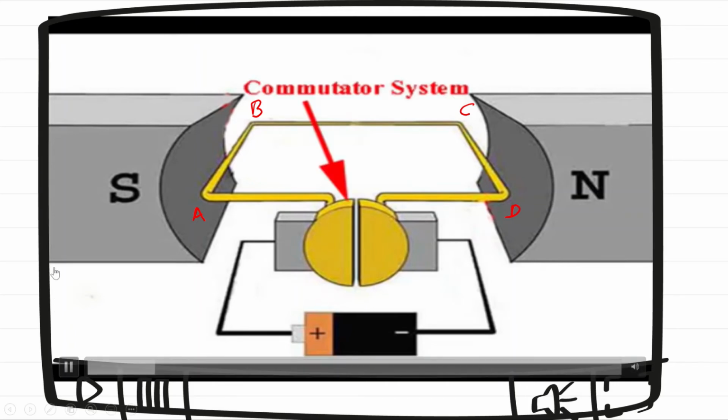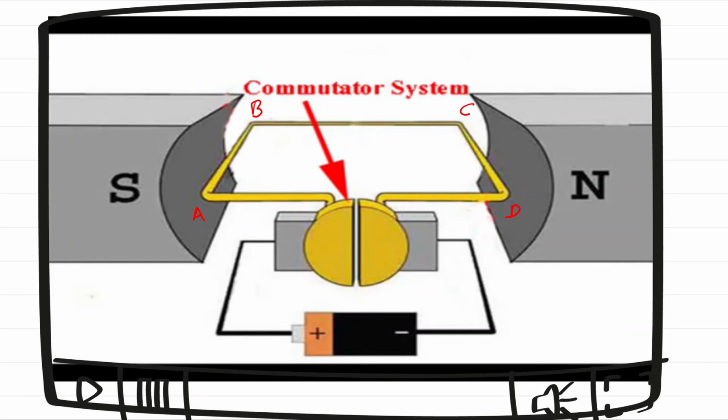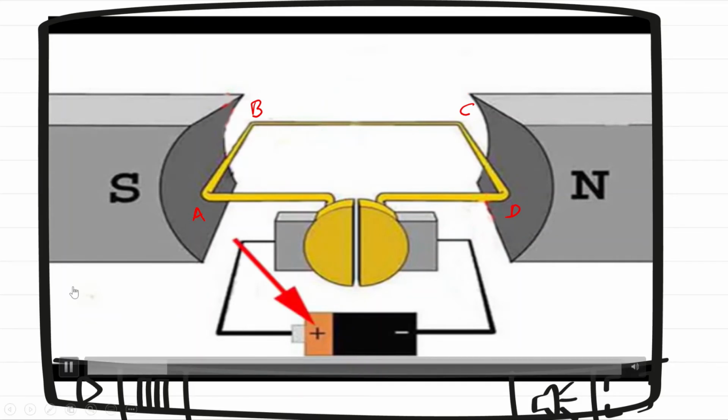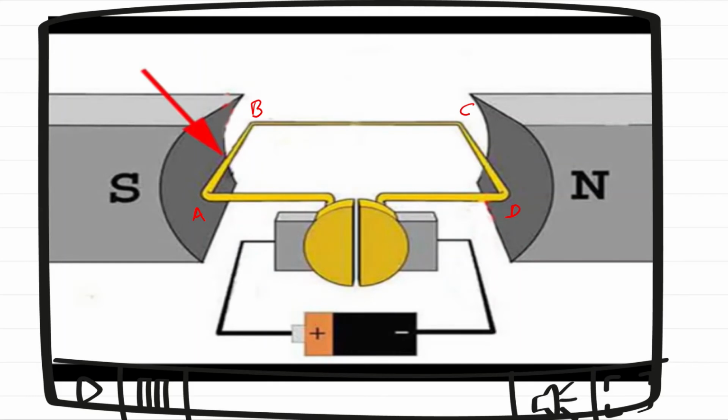Supplying DC through a commutator system to the single turn, current starts flowing through it. At that position, as we see, the positive terminal of the battery is connected with left conductor of the turn and negative terminal of the battery is connected with right conductor of the turn. Moreover, we see here in the model, the south pole of the magnet is placed at left side and north pole of the magnet is placed at right side.